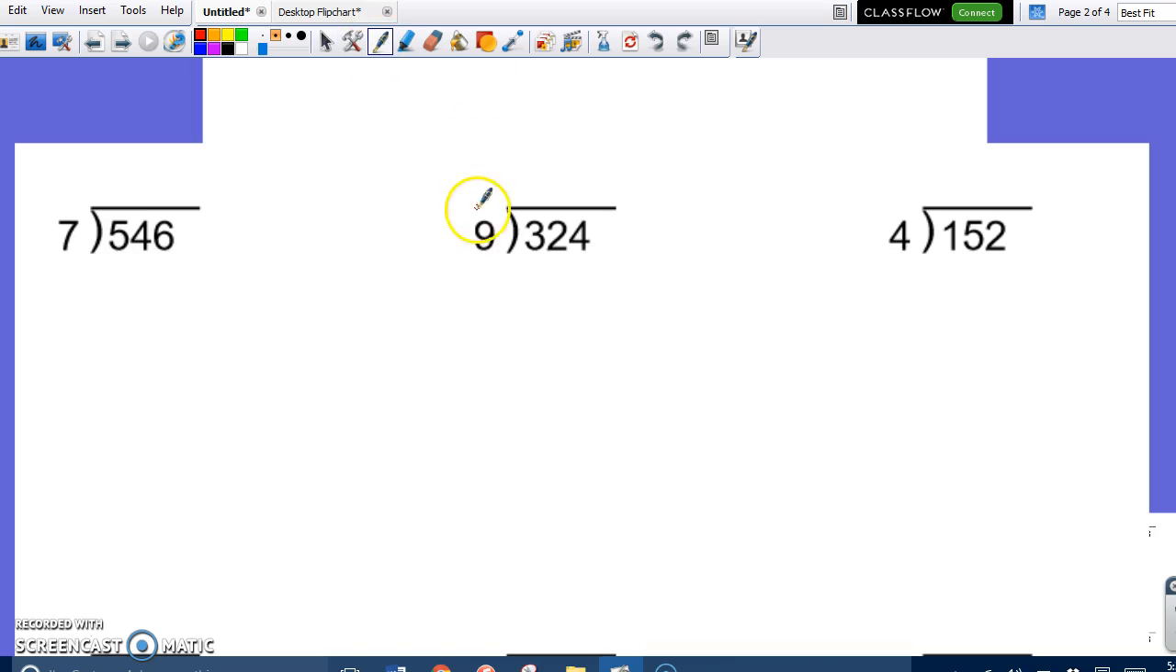All right, so now I'm going to look at 9. We'll go into 324. But again, break it down, okay? You know that 9 is not going to fit into 3. I put my 0 to save the place. Now I can look at 9 will go into 32. How many times will 9 go into 32?